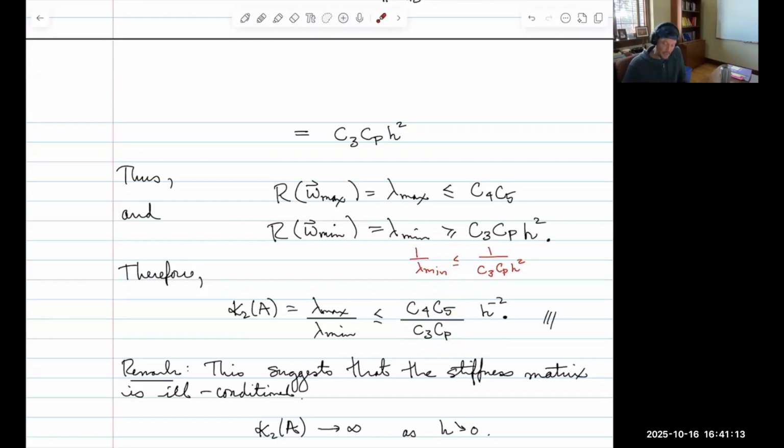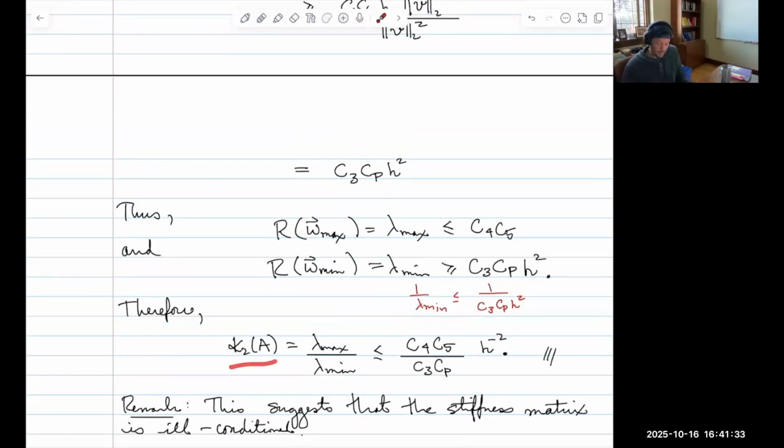And where did the H to the minus 2 power come from? Well, it's because I have an H squared there in the denominator. I'm just bringing it up into the numerator. When it comes up into the numerator, its exponent changes sign. So that's it. That's the upper bound that I wanted to prove, that kappa_2(A), the spectral condition number of the stiffness matrix, is less than some constant which is independent of H times H to the minus 2 power.